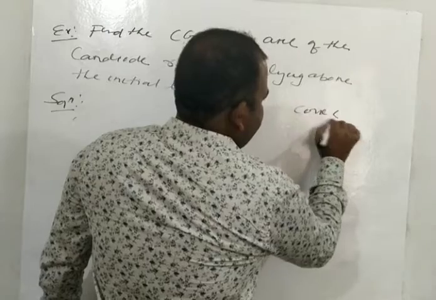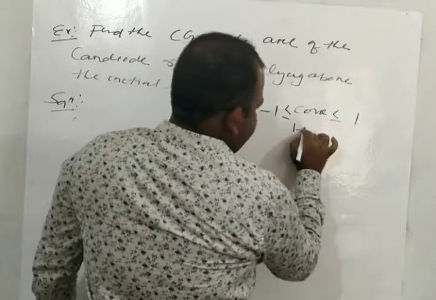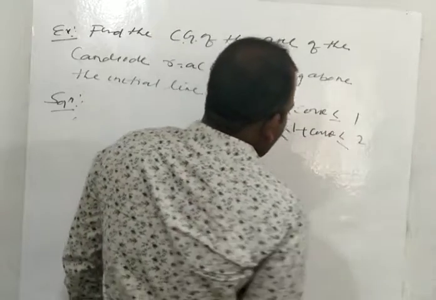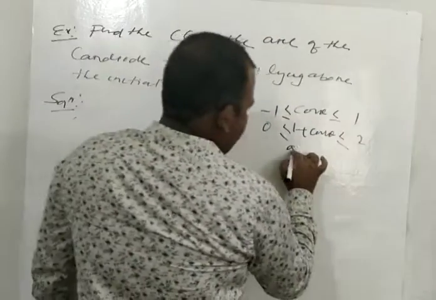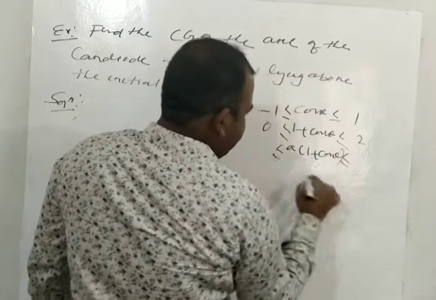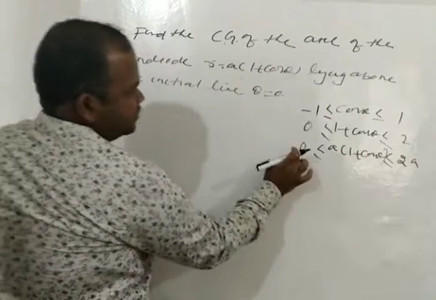Cos theta lies between -1 to +1, so 1 plus cos theta is 0 to 2. So a into (1 plus cos theta) will lie between 0 to 2a. So the cardioid lies between 0 to 2a.